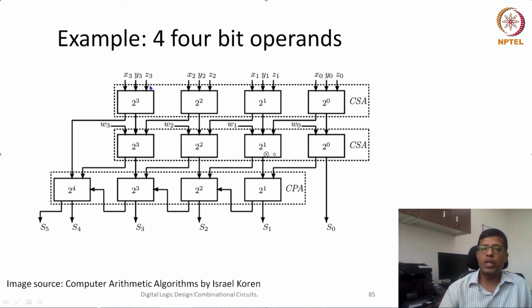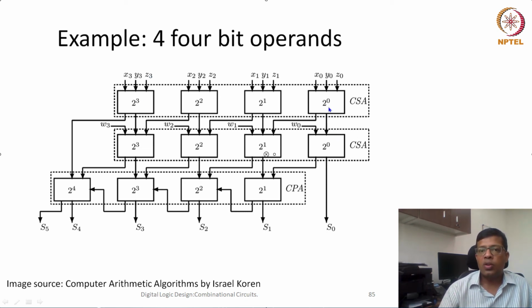So now there are 4 inputs x, y, z, all of them of 4 bits. So let's say x is x0, x1, x2, x3. In the first stage of the carry save adder, we take all the 3 operands: x0, y0, z0, x1, y1, z1, x2, y2, z2, x3, y3, z3, and we add all of them.